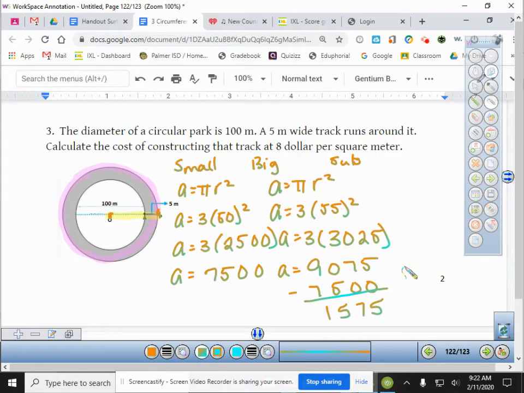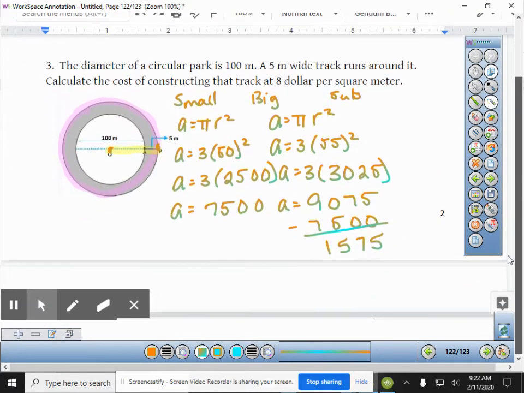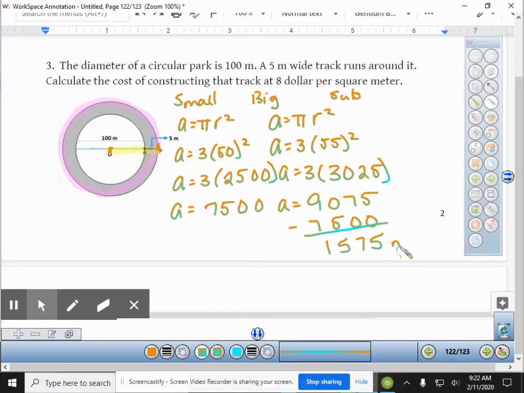What does 1,575 represent? If I said label it, what would you label it? The area of the shaded part, which is square meters, right? Then we have to calculate the cost of constructing that track at $8 per square meter. If you don't know what to do, you can put meters over monies.